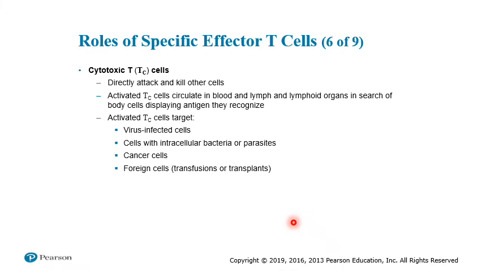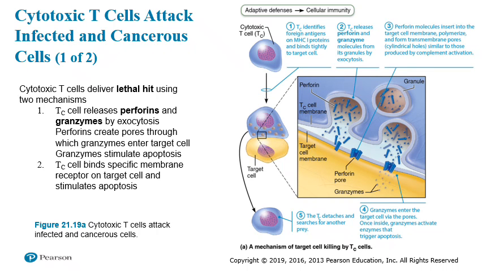The activated T cells will target virus infected cells, cells with intracellular bacteria or parasites, and even cancer cells and foreign cells, as in the cells that are recognizably foreign because they are transfused, foreign blood, or transplanted, foreign tissues. The cytotoxic T cells will pretty much deliver a lethal hit, causing two mechanisms.